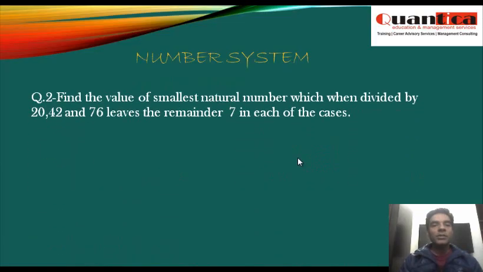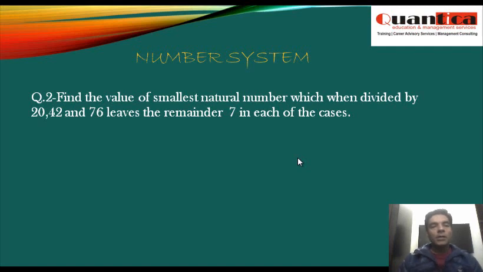Let's move on to the next question, which was from number system. The question was something along these lines. It's again a very conventional question. Find the value of the smallest natural number which when divided by 20, 40 and 76 leaves the remainder of 7 in each of the cases.